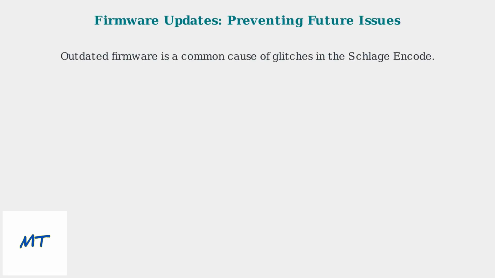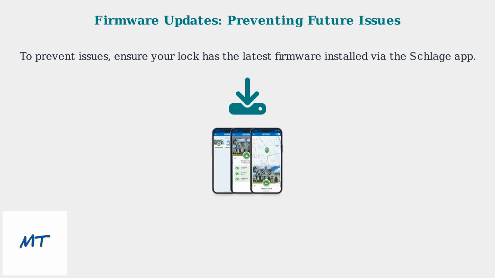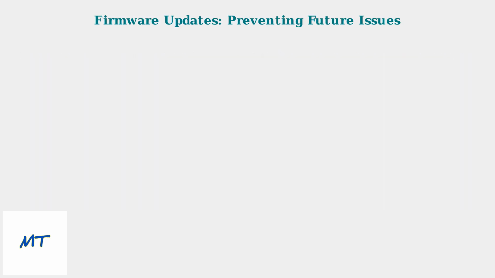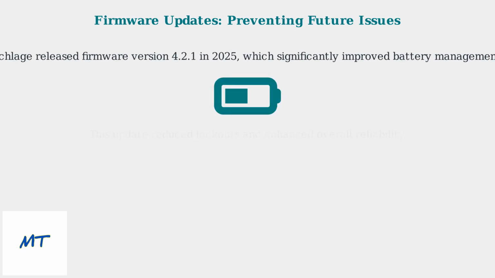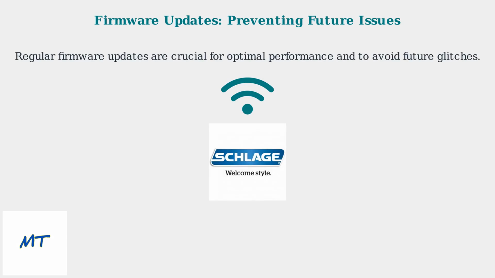Outdated firmware is a common cause of glitches in the Schlage Encode. These software issues can lead to unresponsive locks or connectivity problems. To prevent issues, ensure your lock has the latest firmware installed via the Schlage app. The app will check for and install updates automatically. Schlage released firmware version 4.2.1 in 2025, which significantly improved battery management and reduced lockouts. This update enhanced overall reliability of the lock. Regular firmware updates are crucial for optimal performance and to avoid future glitches. Keep your Schlage Encode updated for the best experience.